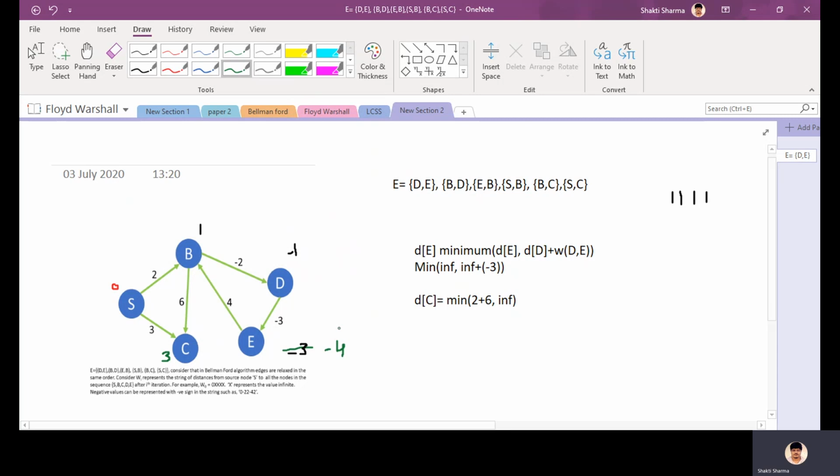Okay. So this is what happens when we identify a negative cycle in the Bellman-Ford algorithm. Okay. So it detects and it tells that there is no true shortest distance from source to all the nodes because there exists a negative cycle, or simply it can say that there exists a negative cycle.